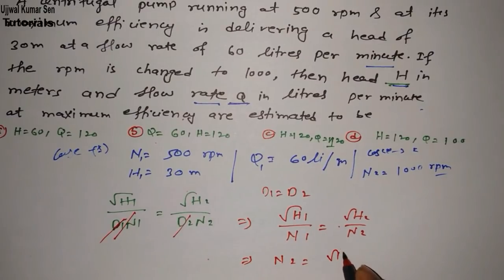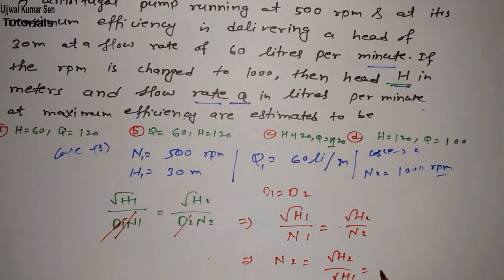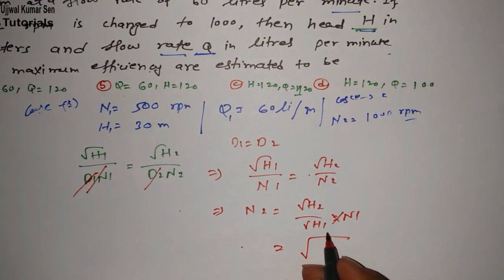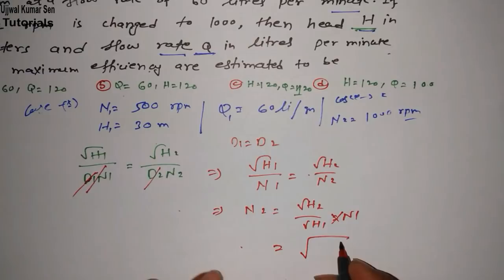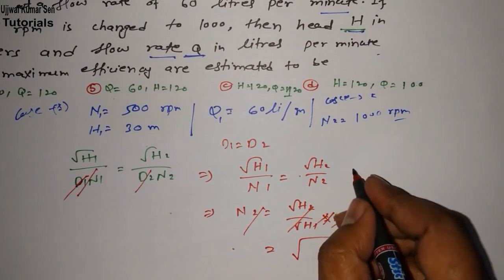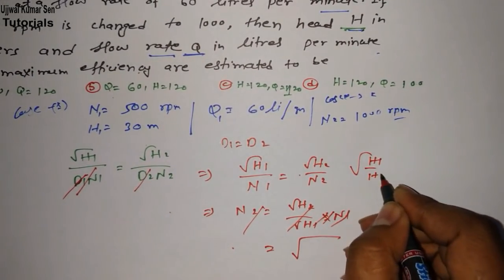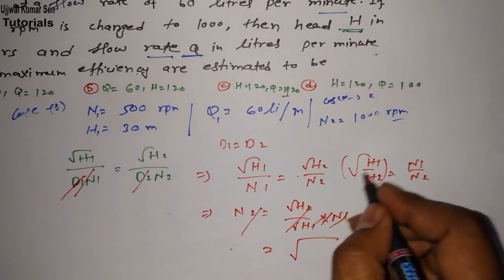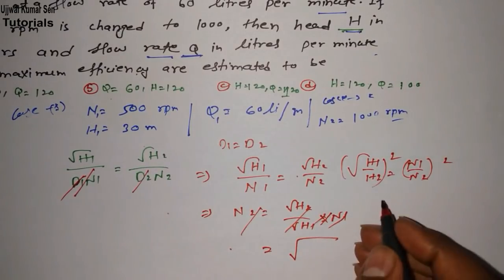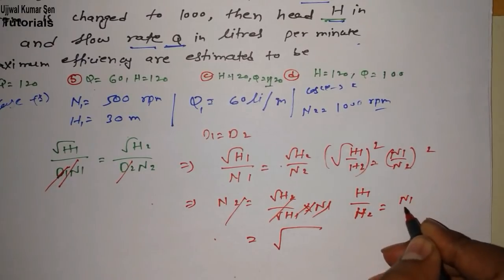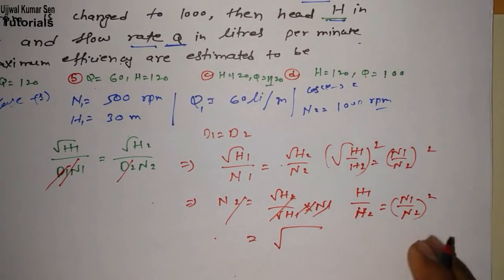N2 is equal to root under h2 by root under h1 multiplied by n1. So what is h2? We don't know h2, we have to find out h2, right? So do the calculation like this: h1 by h2, and n1 by n2. So just square both sides. After squaring, h1 by h2 is equal to n1 by n2 whole square.